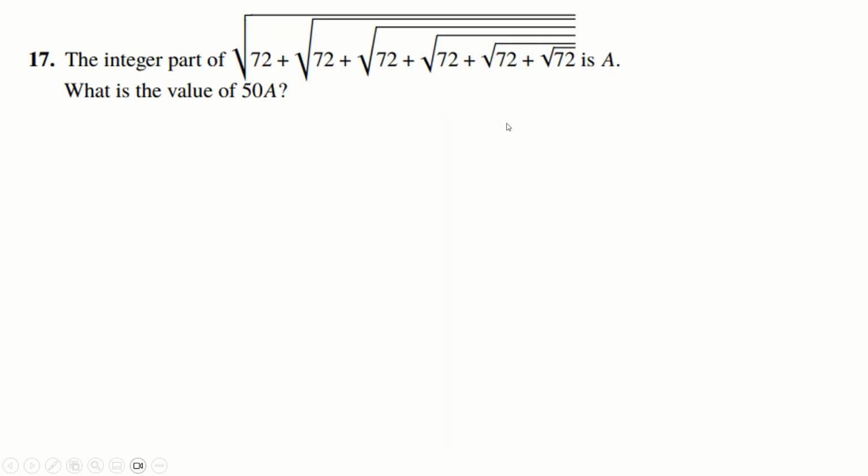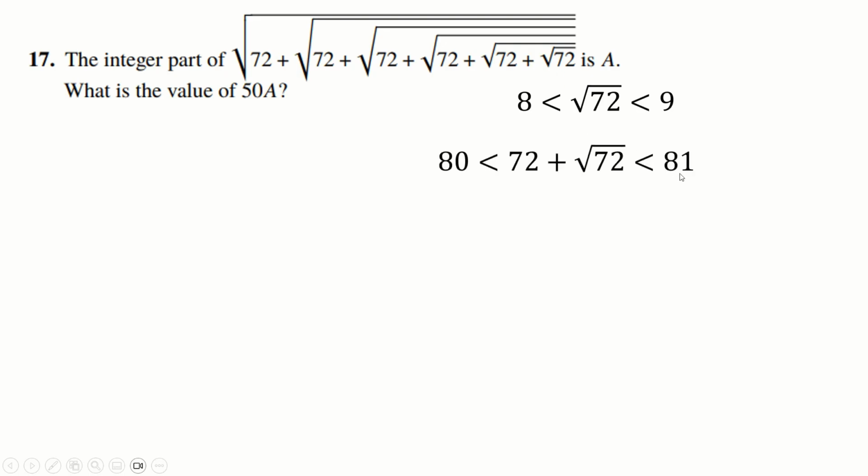I don't understand. This question is absolutely gorgeous. Root 72 is a bit less than 9 and a bit more than 8. Now, that means 72 plus root 72 is a bit more than 80 and a bit less than 81. That means root of 72 plus root 72 is a bit more than 8 and a bit less than 9. It's less than 9 because it's less than 81. But it's definitely more than 8 because it's more than 80.